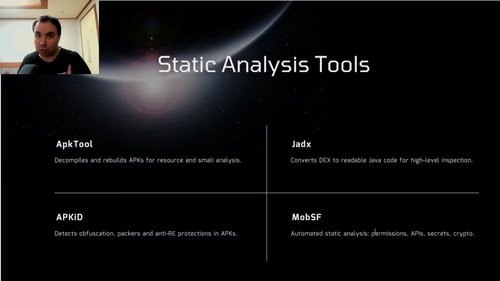APKiD is actually a great tool to understand vulnerabilities and detections in the application code. So instead of going ahead and doing it all manually in Jadx or APKTool, you can first try APKiD. MobSF is also a great static analysis tool. It allows you to understand what kind of permissions the app needs, and some secrets hidden in the app. It can also detect some vulnerabilities in the way the data is stored in the app, which is also great.